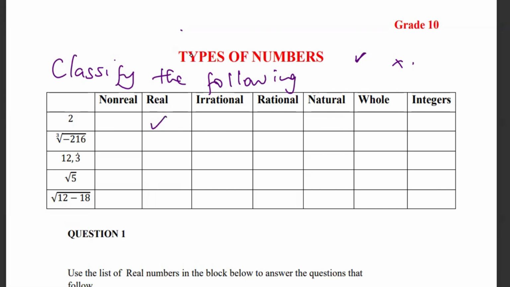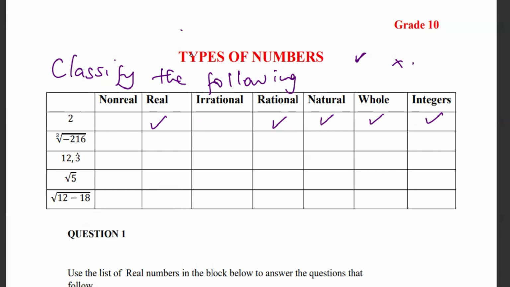Is 2 irrational? No. 2 is rational. Why is 2 rational? Because 2 is a natural number, 2 is a whole number, 2 is an integer. So it becomes rational. Then 2 falls under the natural numbers, 2 also forms part of the whole numbers, and 2 also forms part of the integers. So one number can have more than one category. All the categories need to be ticked.